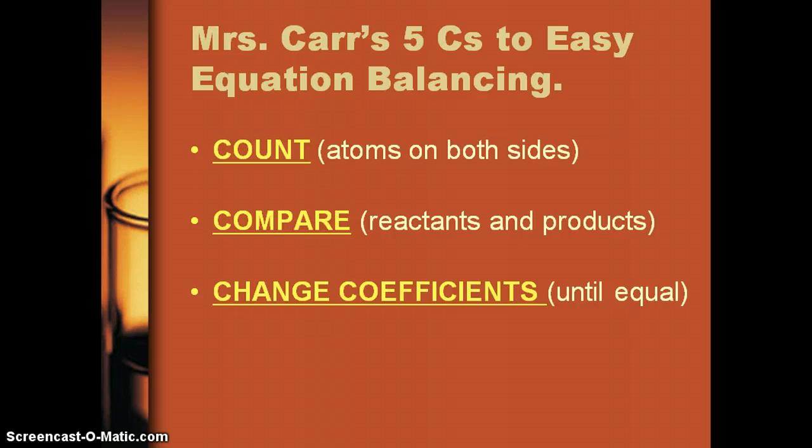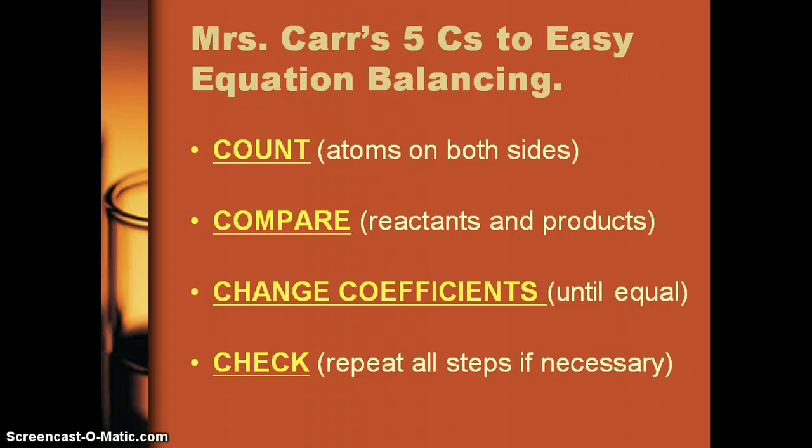Now, do remember that those coefficients apply to everything that comes after them. For example, if you put 2 in front of H2O, you are multiplying all of those atoms by 2. So you're going to end up with 4 H's and 2 O's, for example. So you change your coefficients until you end up with equal amounts on both sides.